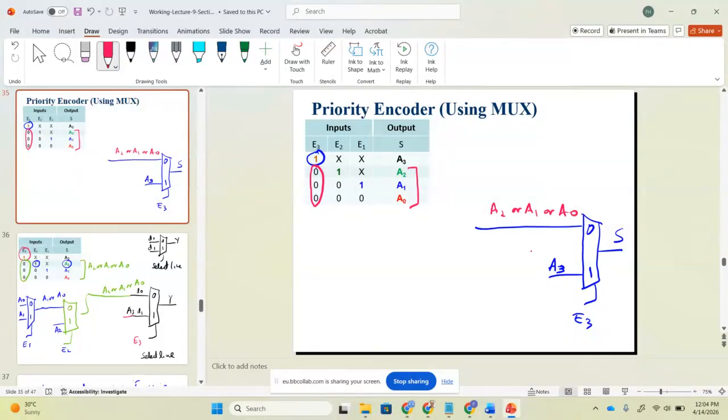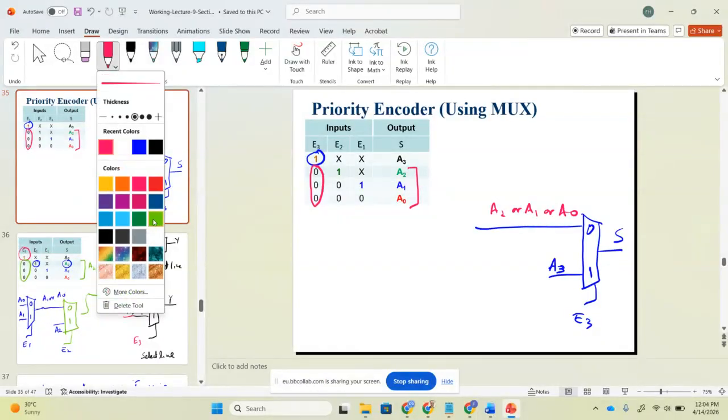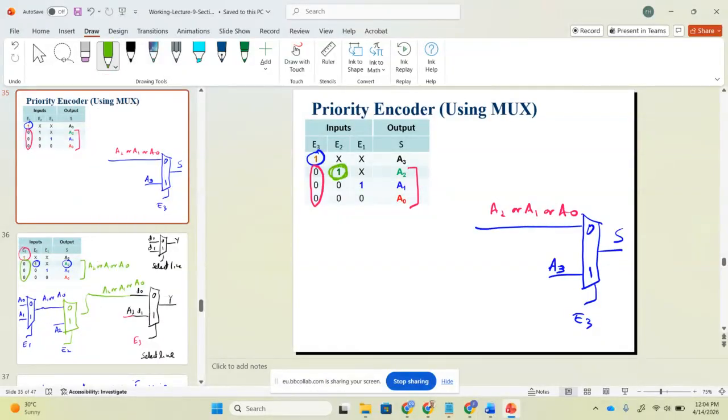Now we need to check for E2, so we need another multiplexer. This is my E2. There are two possible values of E2, 0 or 1. If it is 1, who will pass? A2 will pass there. And if it is 0, what will be my output? Help me. A1 or A0. And then we need another multiplexer. Now I'm using a black color.